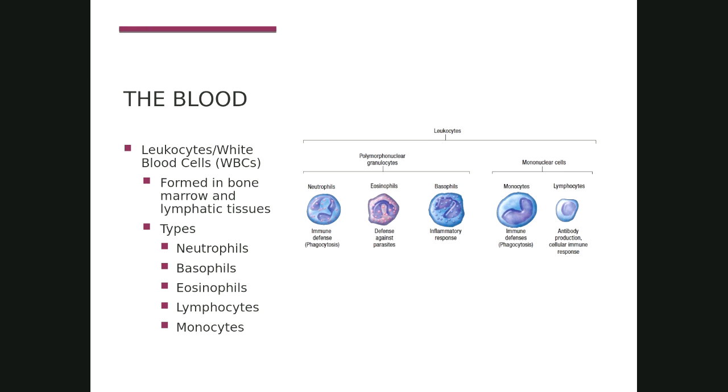If it's elevated, they're going to ask for a differential, and the differential is distinguishing how many of these cells are present. If we notice the patient has a lot of neutrophils, it might show the physician that they are having an immune defense. If there's a lot of eosinophils, it might be defense against a parasite. If there's a lot of basophils present, this can show an inflammatory response. If there's a lot of monocytes, again, an immune defense, and lymphocytes, an antibody production cellular immune response. So being aware of this will help aid the physician in diagnosing their patient appropriately.